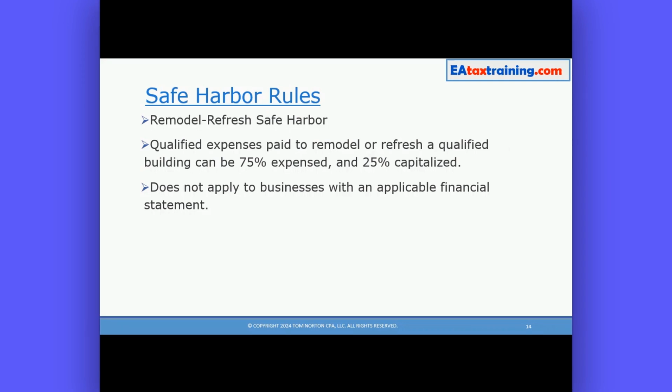Now you see there, qualified expenses, qualified building, remodel, refresh. You might be asking, what exactly is a qualified expense? What is exactly a qualified building? What does it remodel? What does it refresh? So for the EA exam, you don't need to know all of that detail. What you need to know is there is something called the remodel refresh safe harbor, and that as long as it's qualified, then 75% is expensed, 25% is capitalized. And if you want the details of that, then you can do further research, but you don't need that for the EA exam.